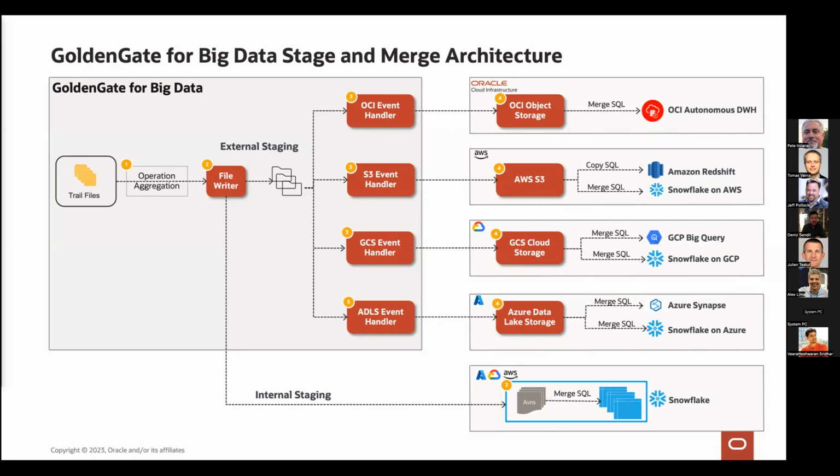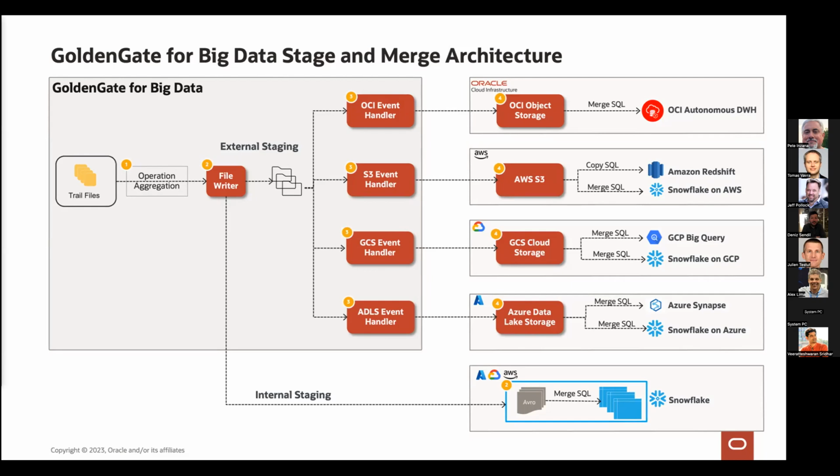Then these files are loaded into the related cloud storage services. For example, if you're running Snowflake on Azure and using Golden Gate for Big Data stage and merge replication, these files will be temporarily staged in Azure Data Lake Storage containers. After that, external tables will be created on top of these Avro files, and merge SQL or copy SQL, depending on the target data warehouse technology you are using, will be applied to the target tables.